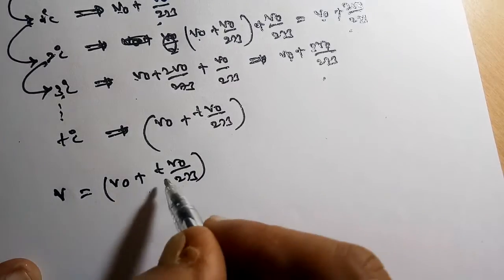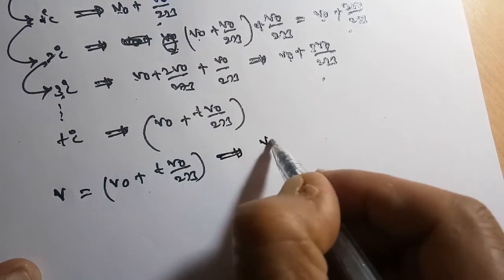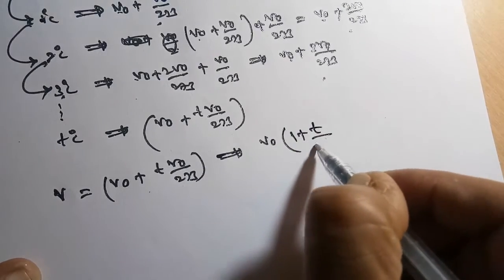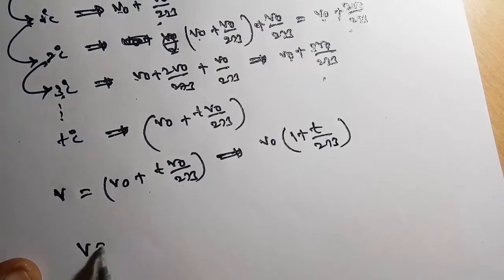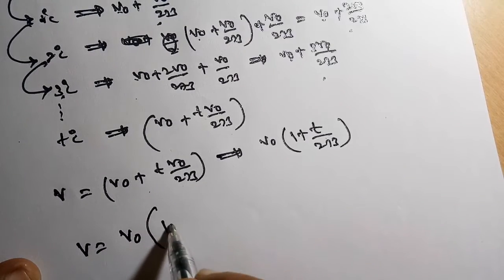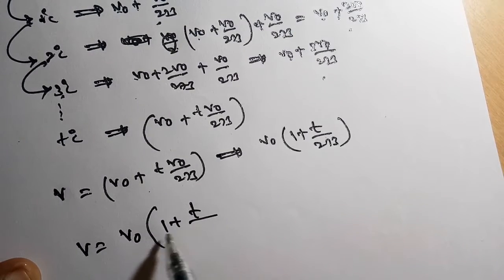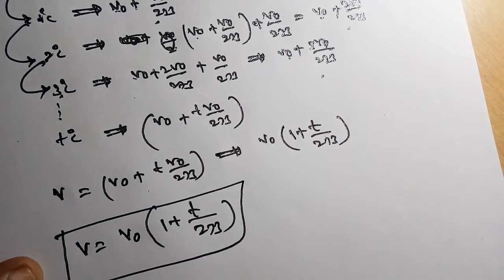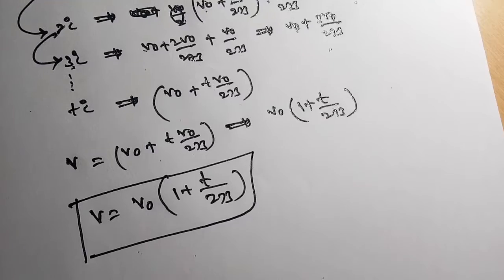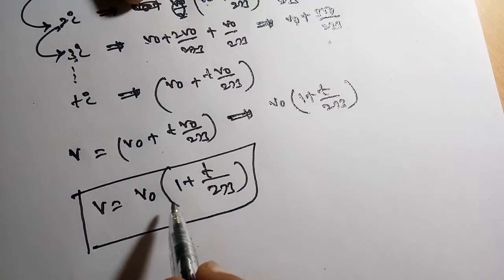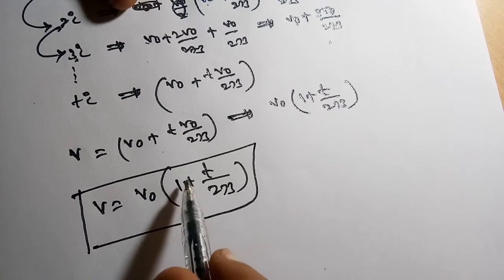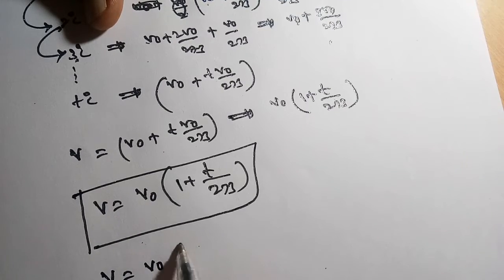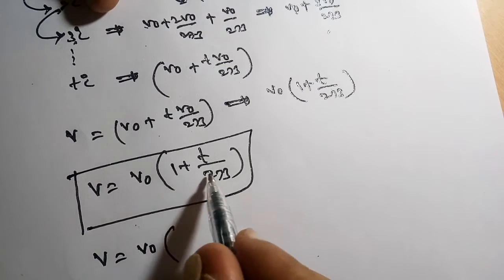If I take V0 as common, I will get V0 into 1 plus t by 273. So this is the volume occupied by the gas at t degree centigrade temperature. Now I want to convert this into degree kelvin. So V is equal to V0 into 1 plus t by 273.